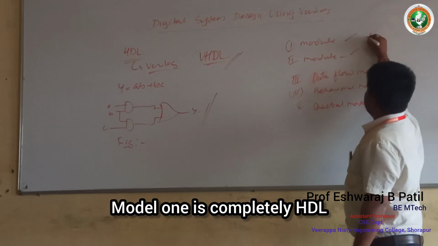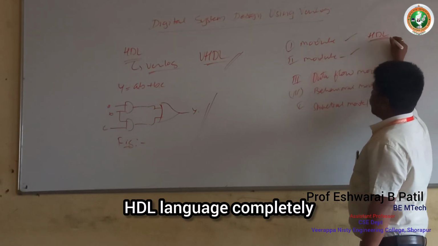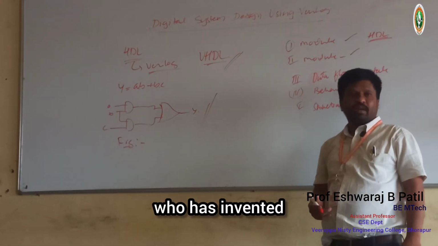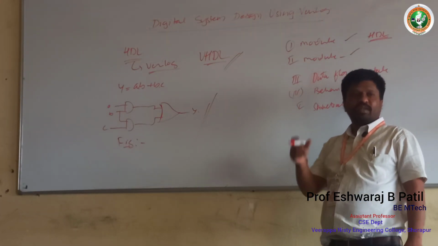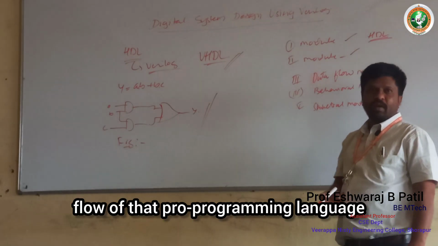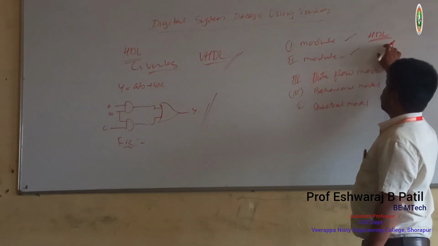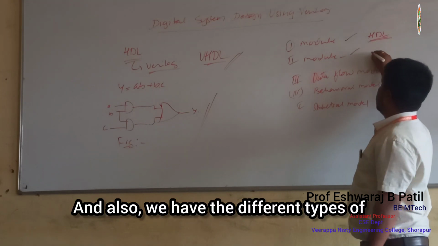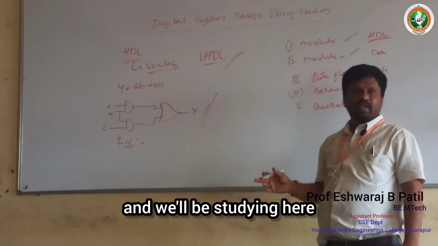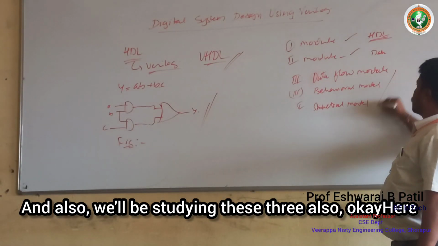Module 1 is completely HDL: how the language originated, who invented it, how it evolved, the data flow of that programming language, and the synthesis tools. We will also study the different types of data types and flow charts, and these three models.